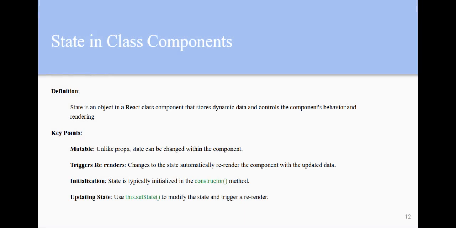State in class components. In a React class component, state is an object that stores dynamic data and controls the component's behavior and rendering. The key points of state in class components are: mutable, triggers re-renders, initialization, and updating state. Mutable: unlike props, which are immutable, state can be changed within the component. This gives components the ability to dynamically adjust to the user's interaction.